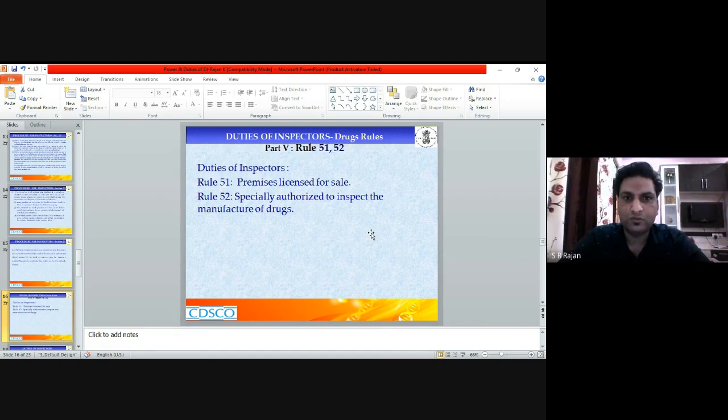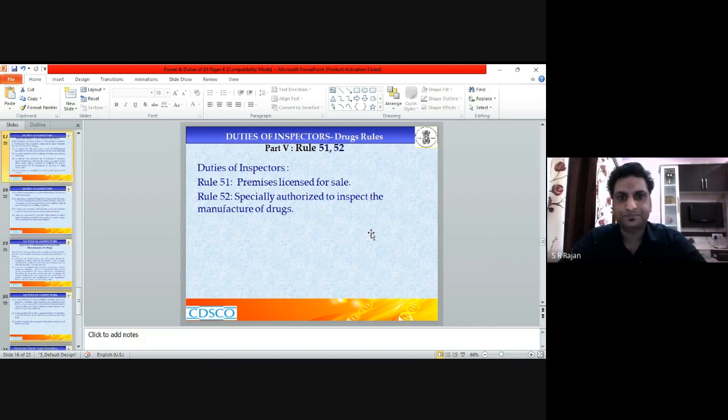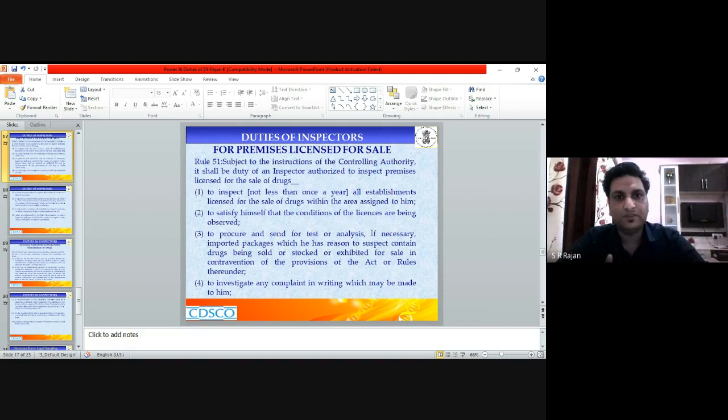Rule 51 prescribes the duties of the inspector for premises licensed for sale, and rule 52 prescribes the duties of the inspector specially authorized to inspect the manufacturing of drugs. If we see the duty of the inspector for the premises licensed for sale, then he must inspect, not less than once a year, all the establishments licensed for sale of drugs within the area assigned to him, to satisfy himself that the conditions of the license are being observed.